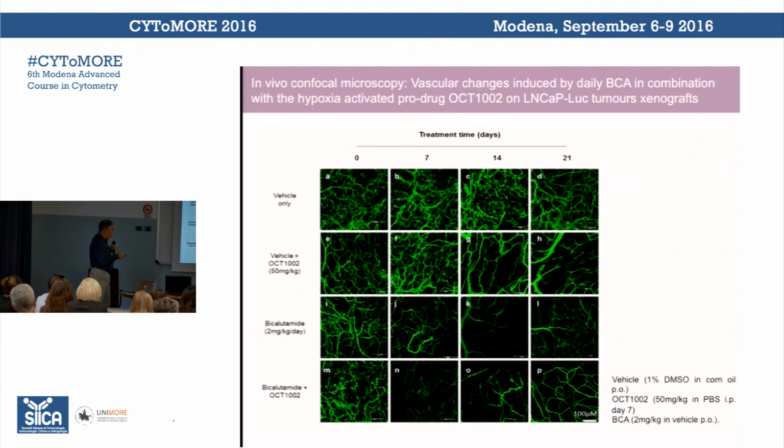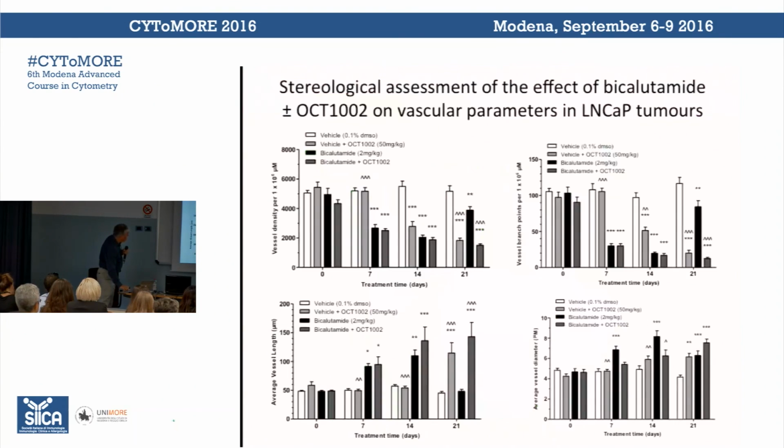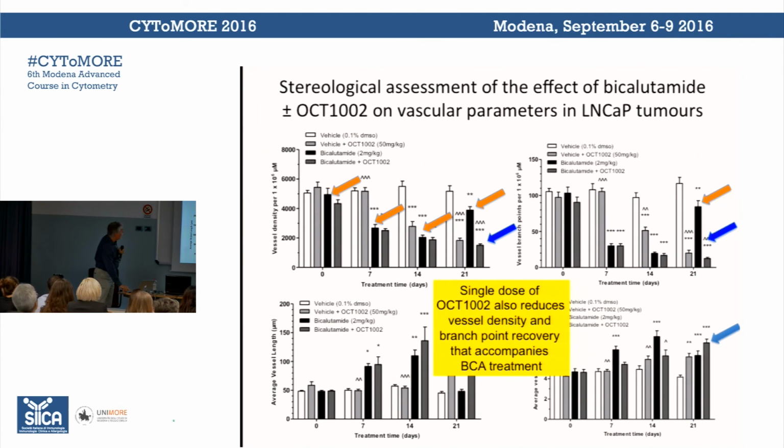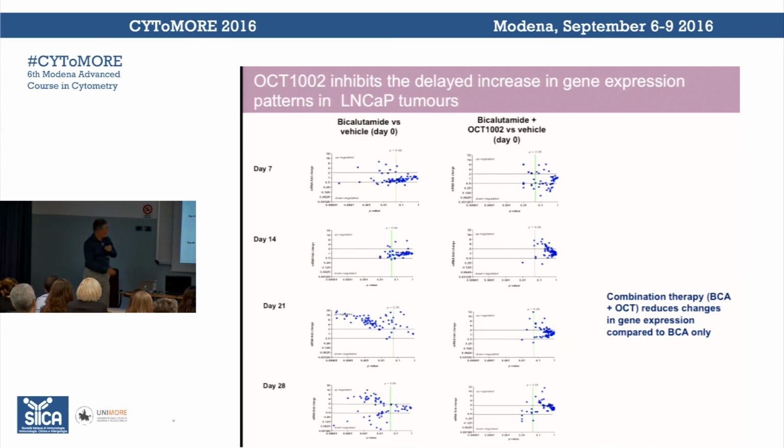Bicalutamide disruption, then it starts to come back. Combination changes this completely compared with that. I won't go into the analysis of this. This is looking at the branching structures and size and length of the blood vessels, but it's very obvious that combination with a hypoxia-activated drug during the course of bicalutamide therapy starts to disrupt the vascular supply and also knocks out the ability of the genes that are involved in revascularization to be activated.